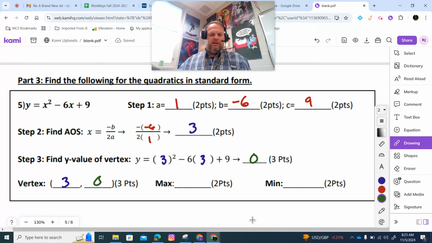All right. So if we look here at our A is positive. That means our max is infinity. Our minimum is our vertex. And there we go.